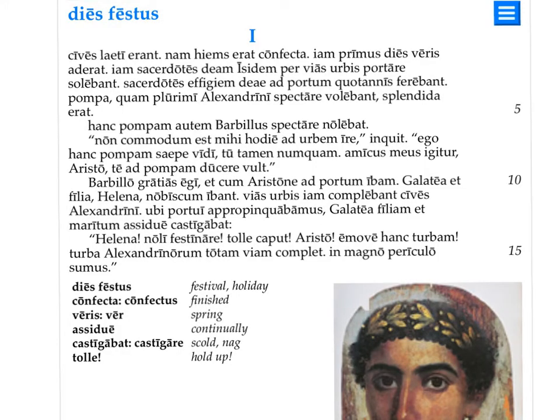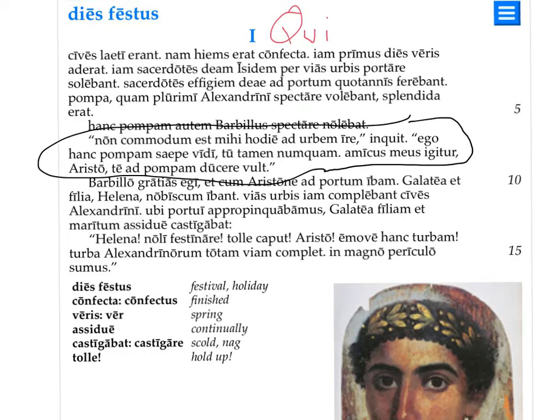I noticed that in the homework, a few people seem to have trouble with this paragraph right here, where Barbalus is talking. A couple things to remember. Number one, this story is being narrated still by Quintus. Remember, Quintus is telling Cogidubnus about his adventures in Alexandria. So the entire story is from his point of view.